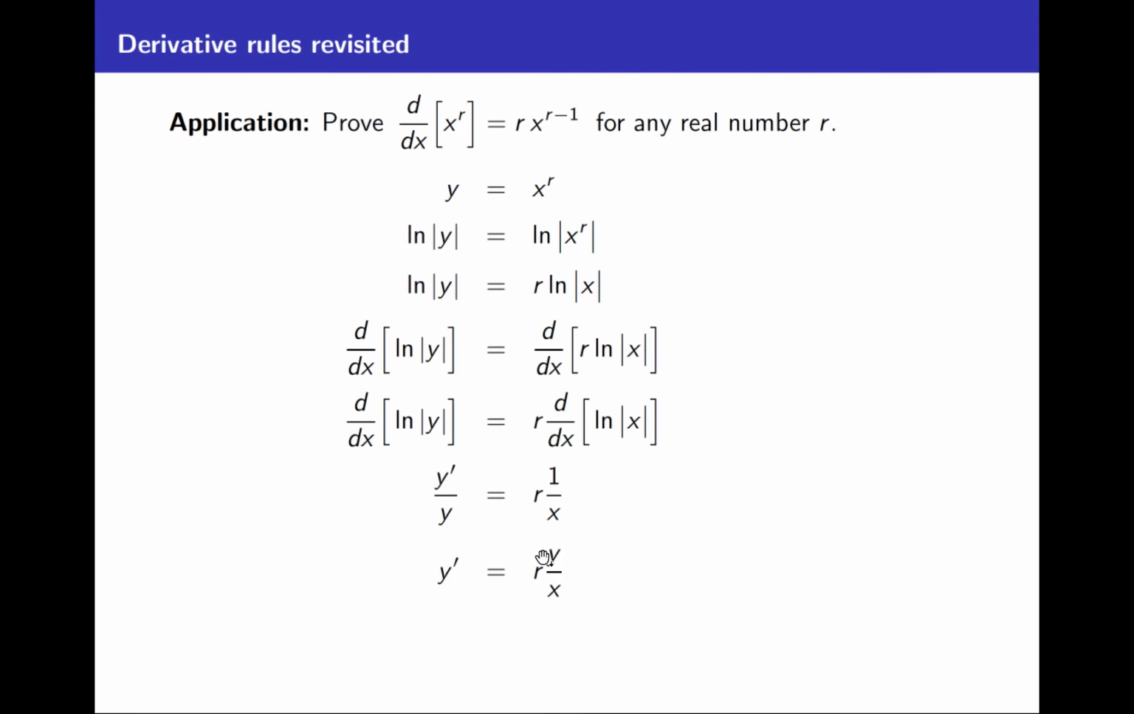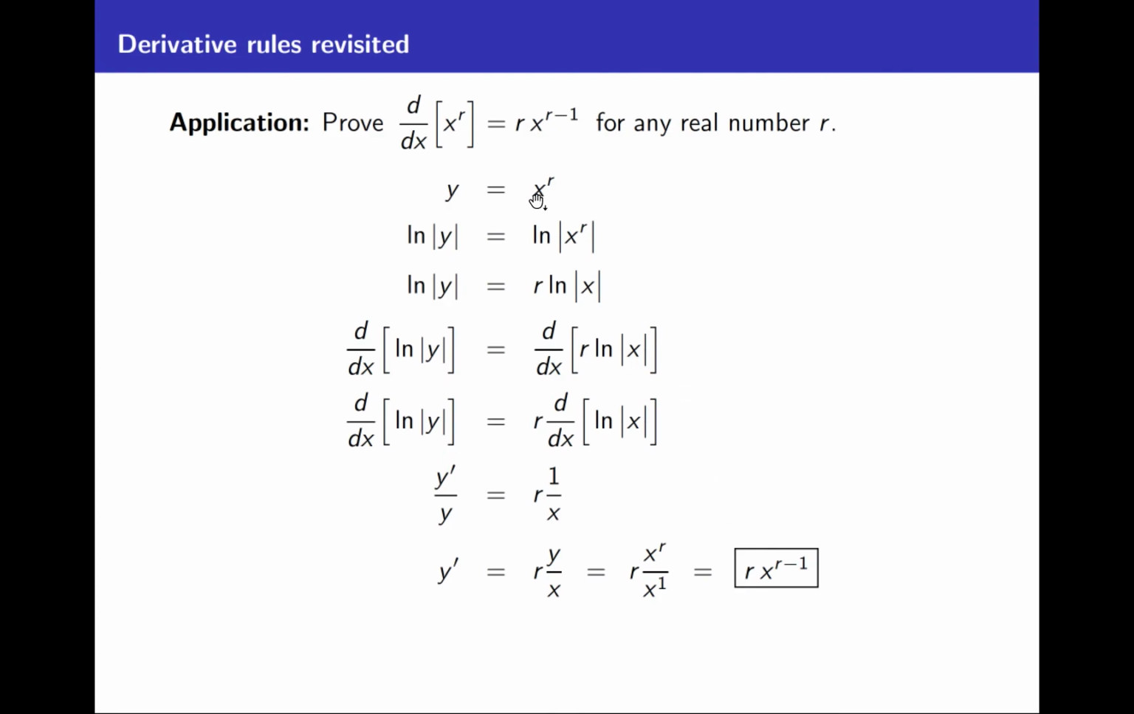Now think about what y is. y equals x to the power of r. So let's write that y as x to the power of r, and let's write the x on the bottom as x to the power of 1. And now with exponent rules, the x to the power of r divided by the x to the power of 1 is x to the power of r minus 1. So here is our answer.